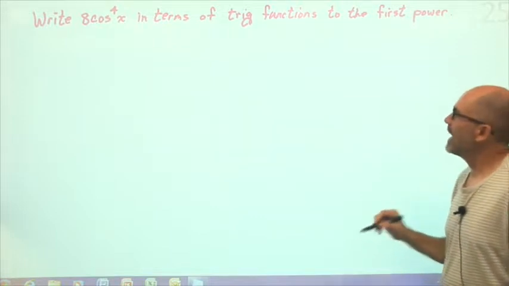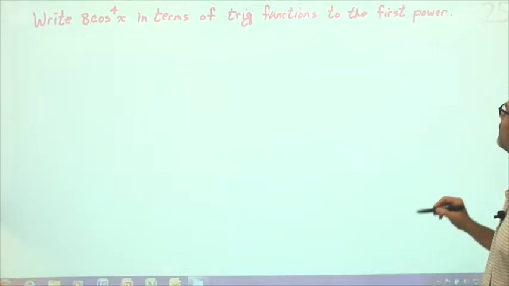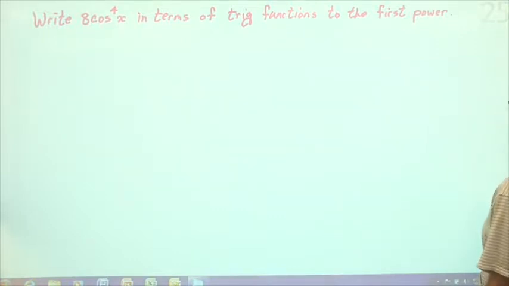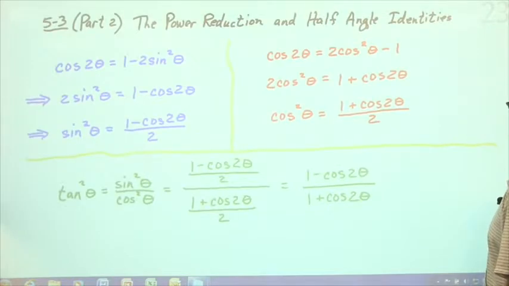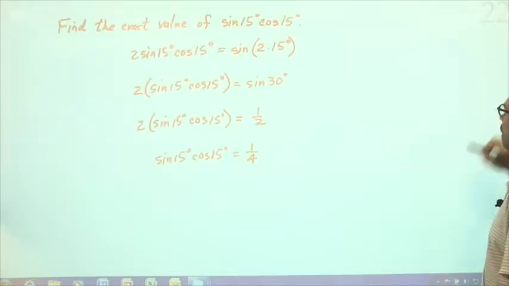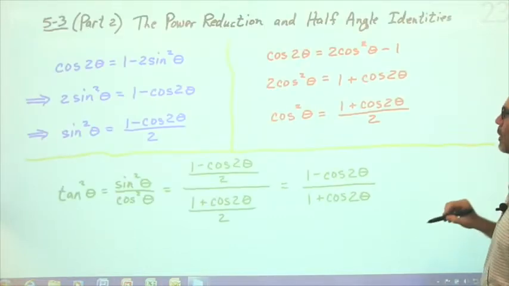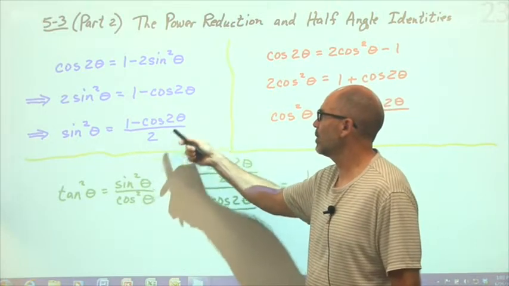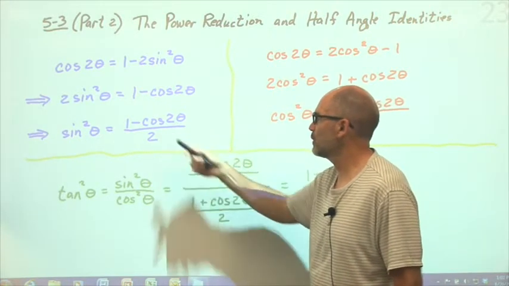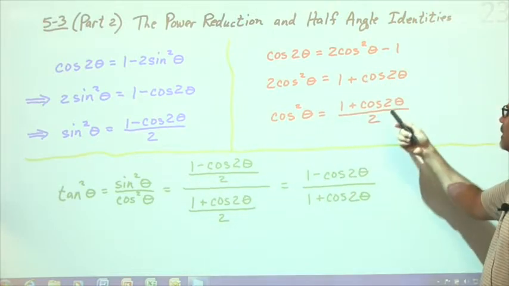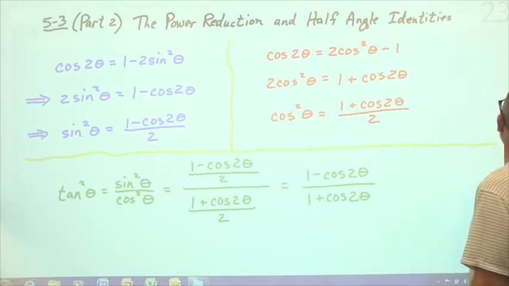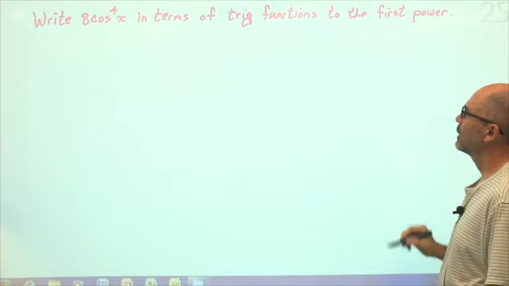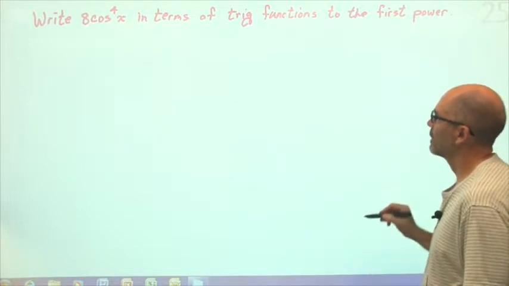Okay. So now write 8 cosine to the fourth x in terms of trig functions to the first power. See, this is using our power reduction. So we're using that sine squared is 1 minus cosine 2 theta over 2, and cosine squared is 1 plus cosine 2 theta over 2. So they're asking us then 8 cosine to the fourth x.